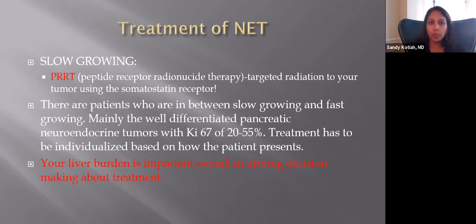So again, for patients who are between slow growing and fast growing, mainly the well-differentiated grade 3 tumors, it depends on what the imaging shows, how the patient's scans are looking, and how the patient's doing over time, which treatments we tend to pick. But your liver burden is important for us because most patients succumb to liver failure. So we usually are monitoring that very closely and making decisions about what you can and cannot tolerate.